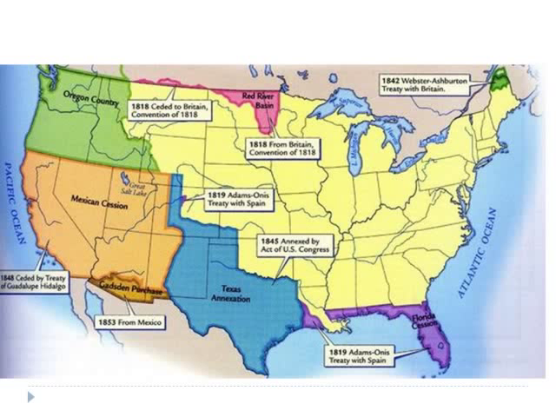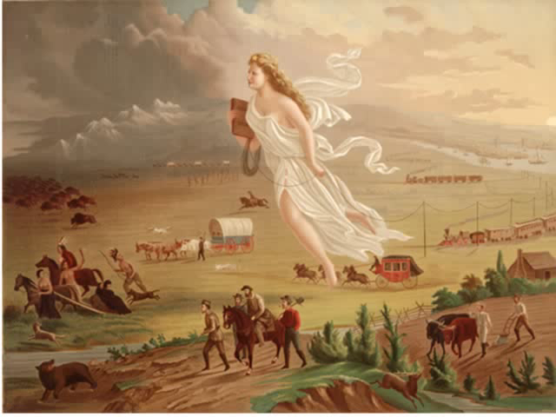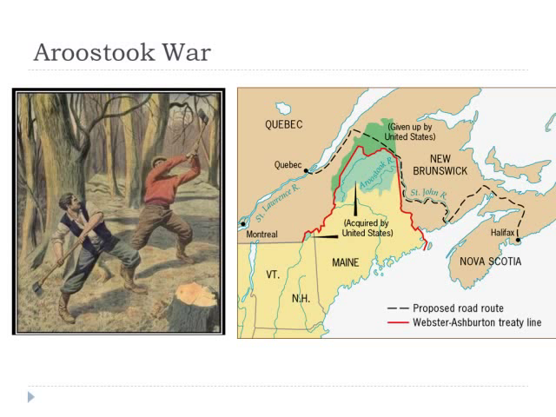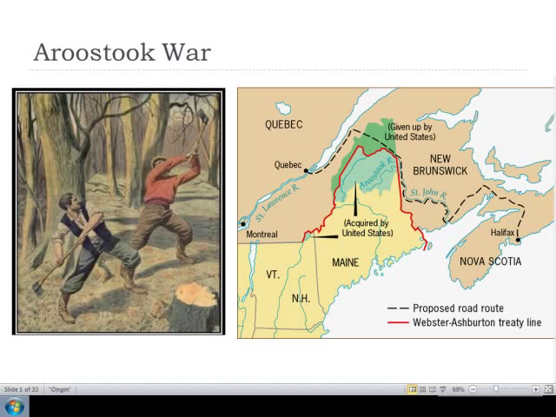So, Manifest Destiny. Aroostook War, you don't have to worry about this for your test, but remember, this is the Lumberjack War. It ended with the Webster-Ashburton Treaty. I'm going to throw that in there right now because I always forget to put it in. There. It'll be there forever.